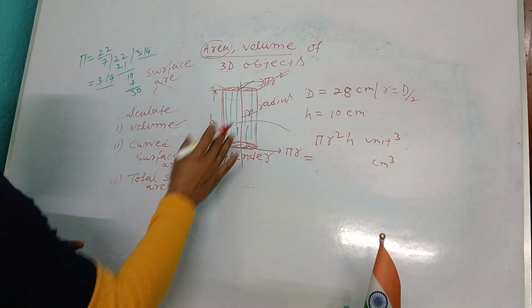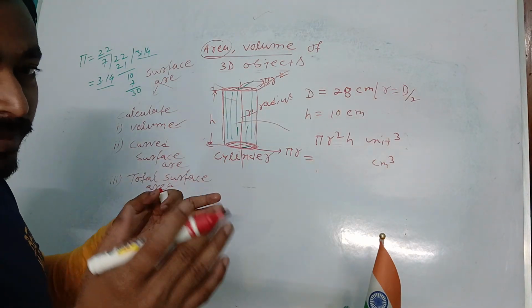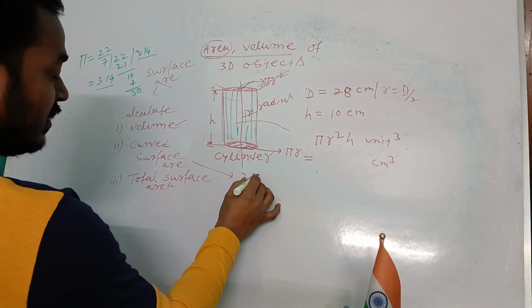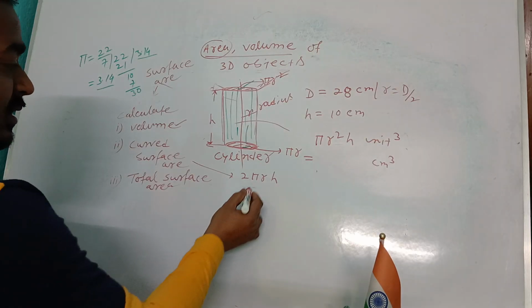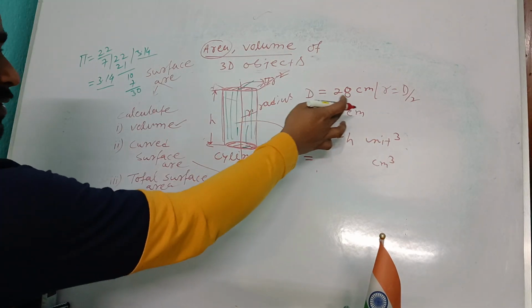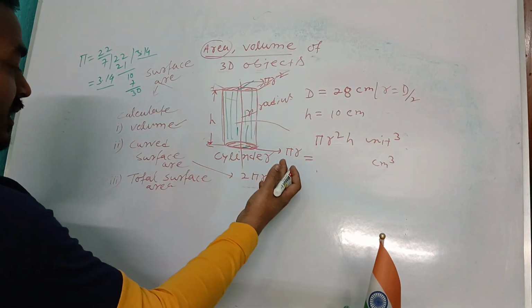Next, curved surface area. So how to calculate the curved surface area? Curved surface area is 2 pi r h. So 2 is a constant, then 22 by 7 for pi, r is 14 centimeter, and h is given as 10. You can calculate it.